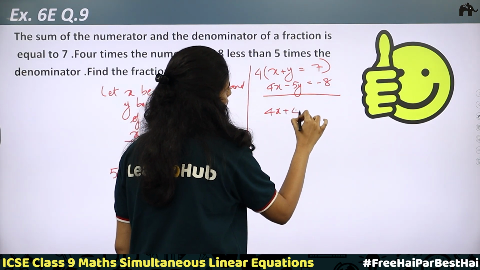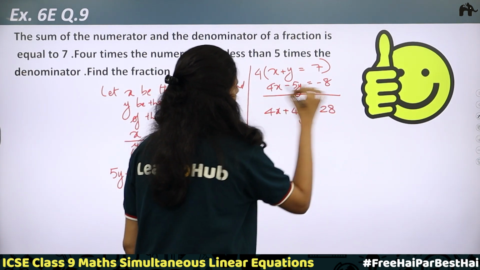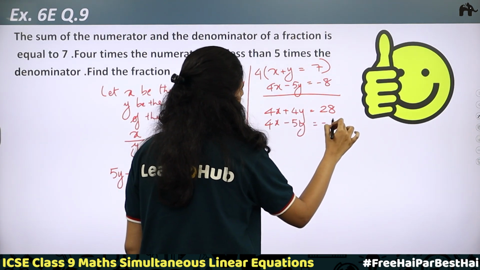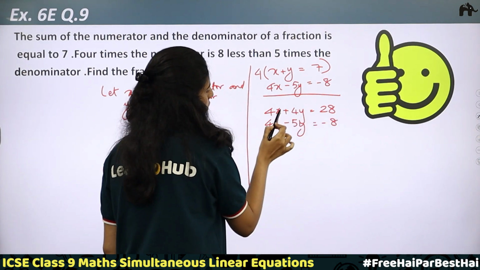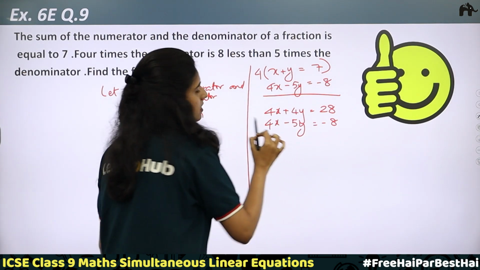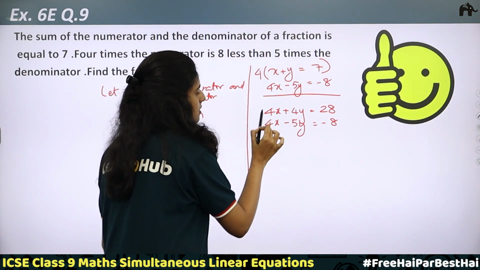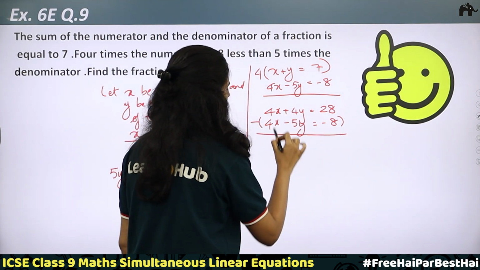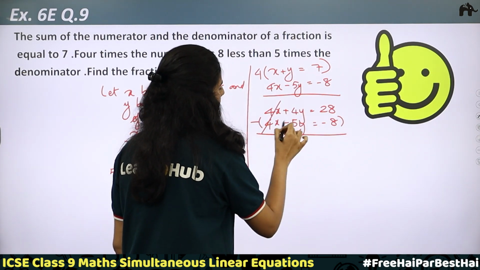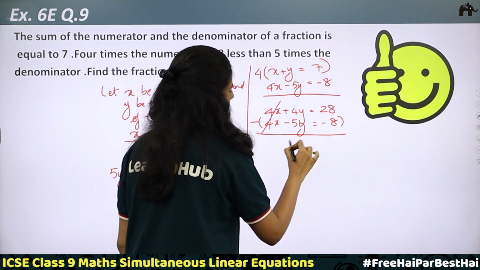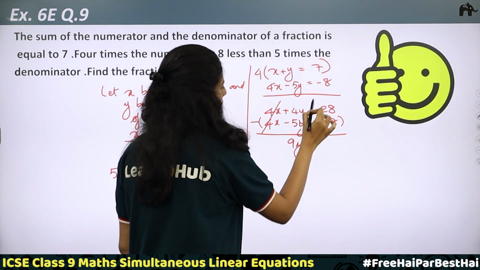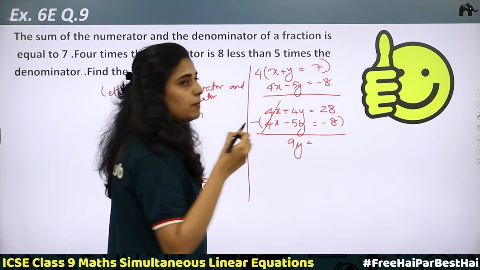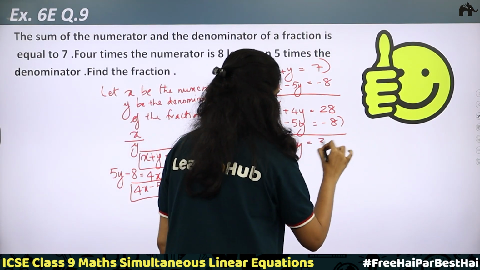4x plus 4y is equal to 28. 4x minus 5y is equal to minus 8. Now here you can see 4x positive. This is also 4x positive sign. So we have to subtract the second equation from the first equation. 4x minus 4x is 0. 4y minus of minus 5y, that is 9y is equal to 28 minus of minus 8. 28 plus 8, which is 36.